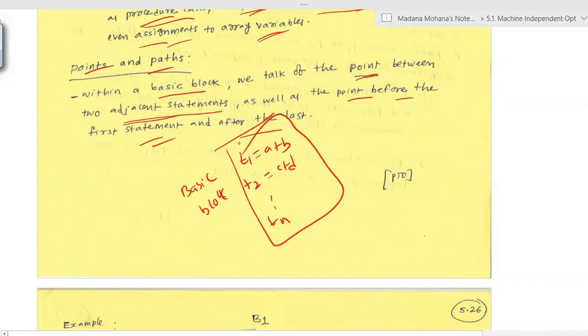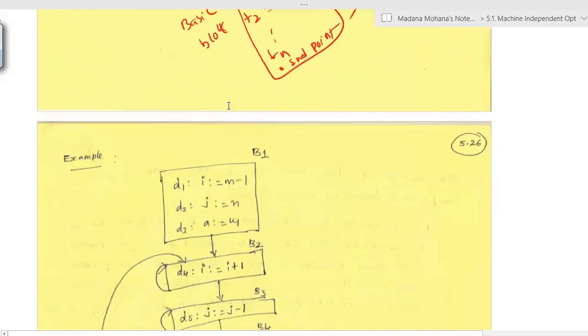So here one point may be called the starting point. After the last statement, this is the end point. So in any block, 2 points are there: one is before starting, and another is at the end of that particular block, after the last statement. Like that we have to define points. Whereas a path means going from one basic block to another block in the flow graph.